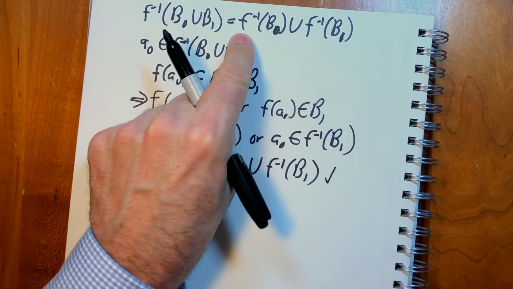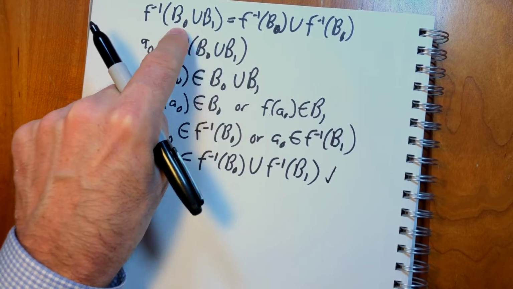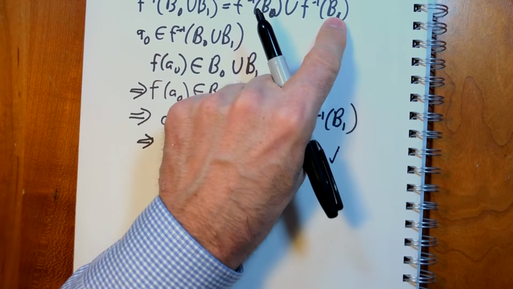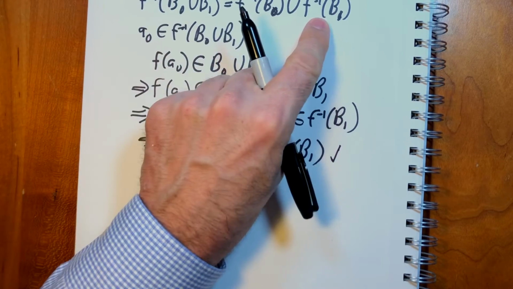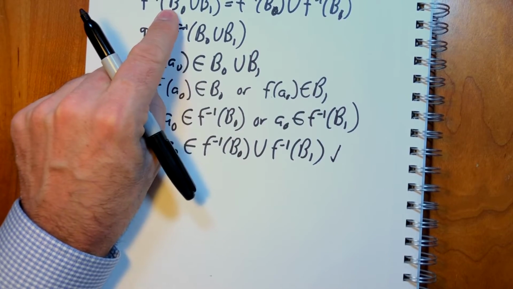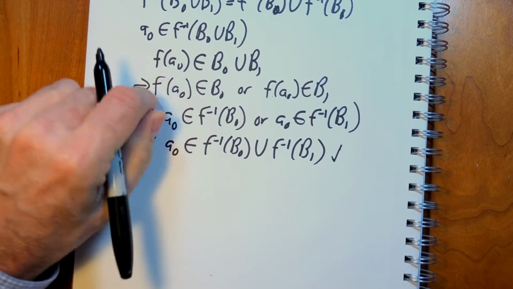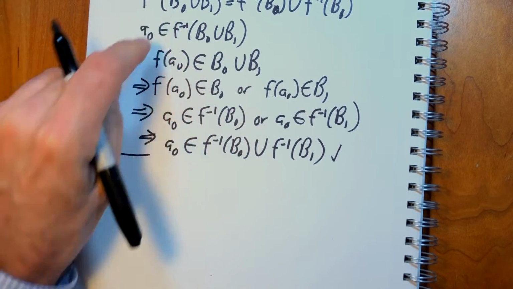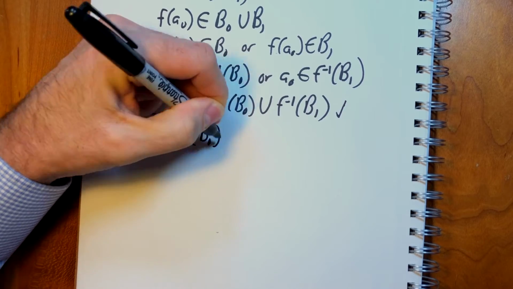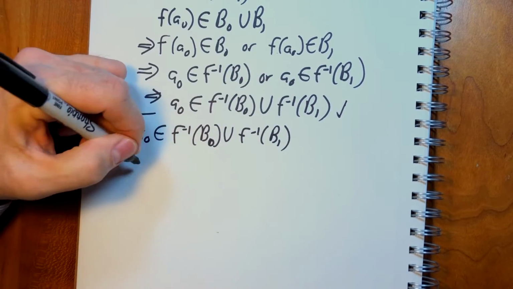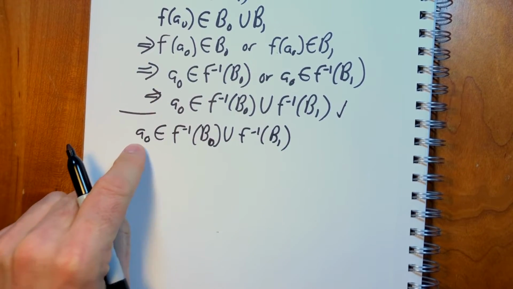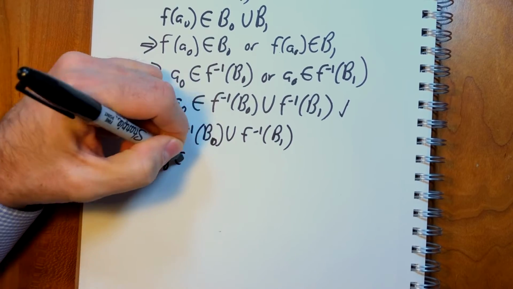Now we have to take an element from this side and prove that it's in there. So again, this might be empty, in which case it's automatically a subset of this, but there's nothing to prove. So take an arbitrary element of this and we'll prove it's in here. So take an arbitrary element of the right side. That implies that A0 is either an element of this or an element of that.